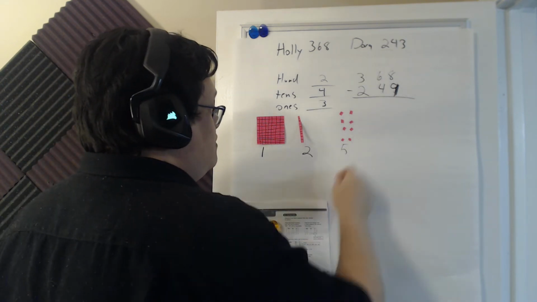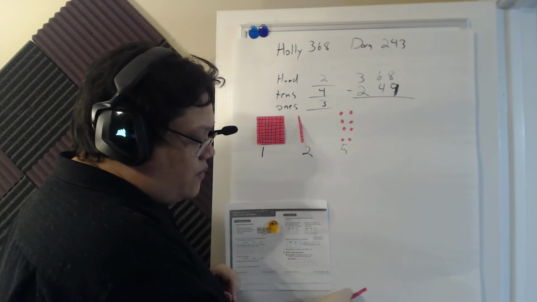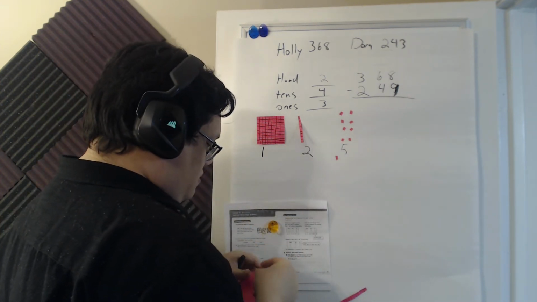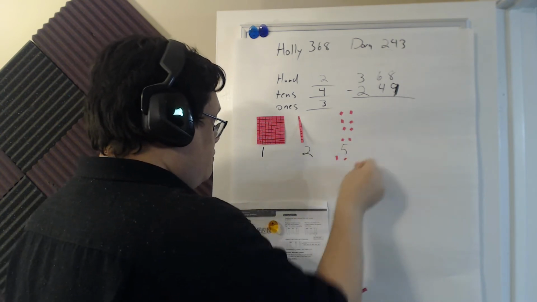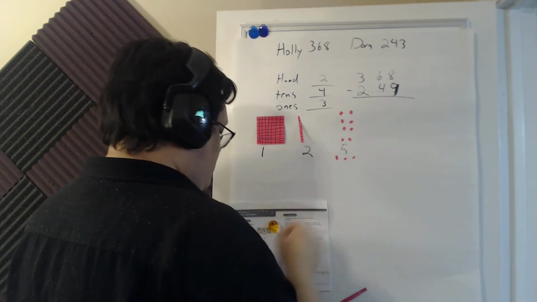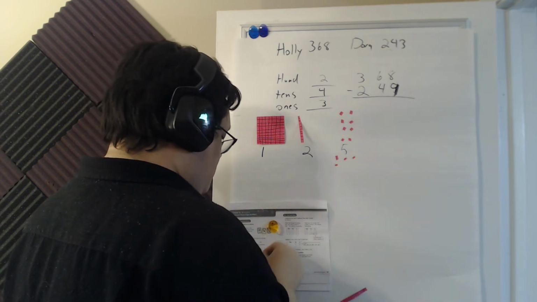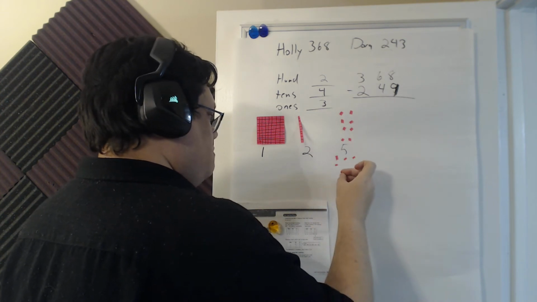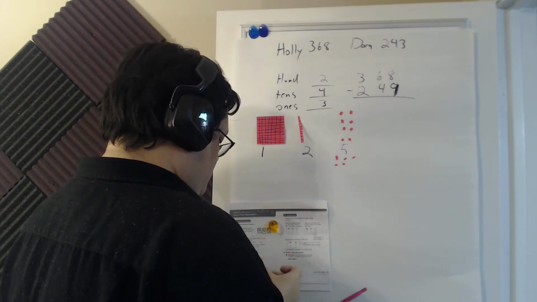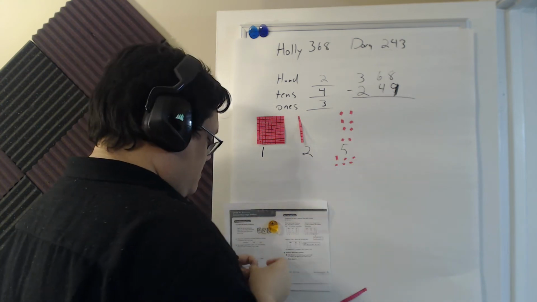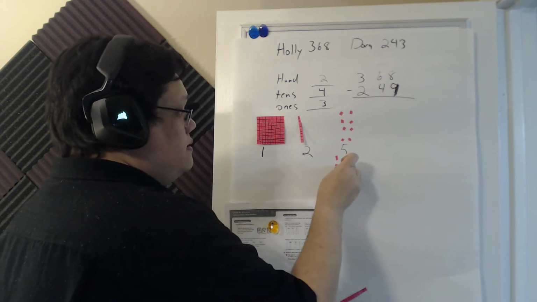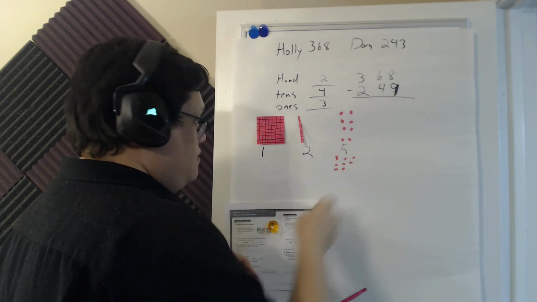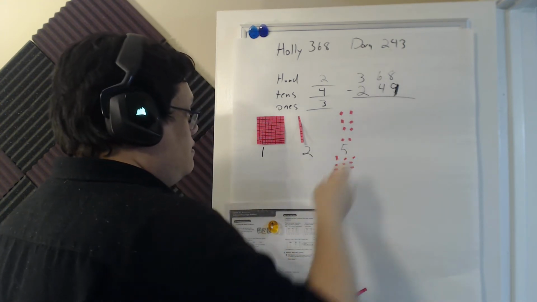They're 10. So now that we've broken up that 10, we can bring them over to 1s. 1, 2, 3, 4, 5, 6, 7, 8, 9, 10.